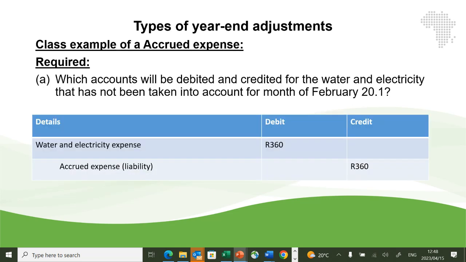So to answer A, what are we going to debit? We're going to debit water and electricity expense. Expenses increase on the debit side. And then what are we going to credit? You're going to credit your accrued expense. Accrued expense is a liability. We owe that, which means we need to increase our liabilities because we haven't paid for this 360. So liabilities increase on which side? On the credit side.